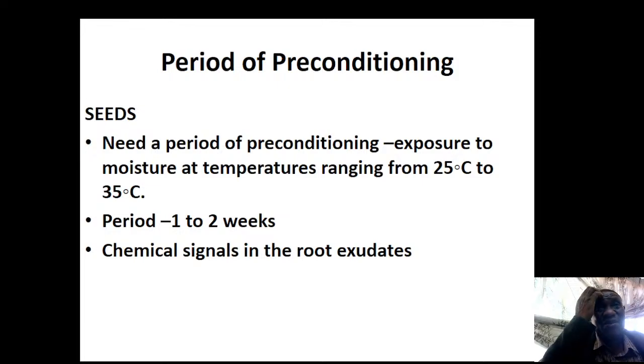So this is what I was trying to refer to. You need a period of preconditioning. I have gone through this. I have actually talked about these things. You need the temperature, 25 to 35 degrees Celsius. You need the moisture. Of course, this period can vary, 1 to 2 weeks or 1 to 3 weeks. Then you need the chemical signals in the root exudates.